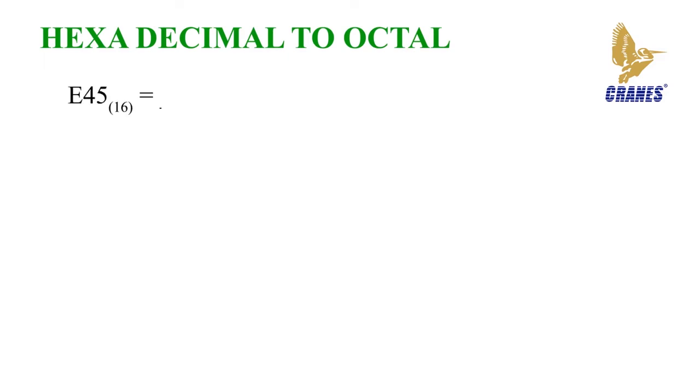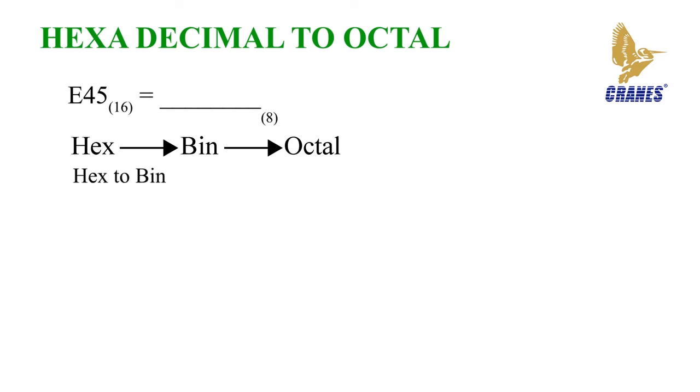The next conversion is from hexadecimal to octal. I'll take the number E45 which is in hexadecimal. This has to be converted into the octal form. There is no direct conversion from hexadecimal to octal. So the process is we need to convert from hexadecimal to binary, and then from binary to octal. When we convert from hexadecimal to binary, each of the hexadecimal digits will be represented as 4 bits. So the first process is hexadecimal to binary.